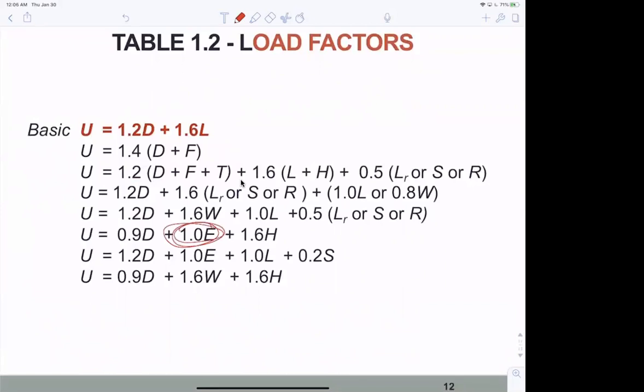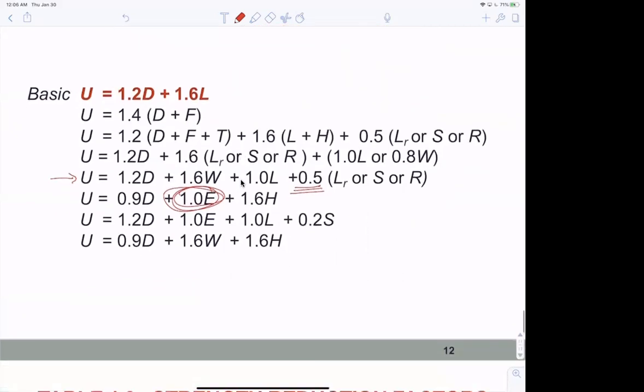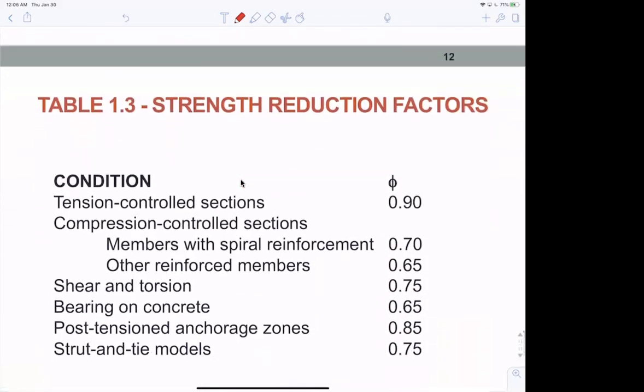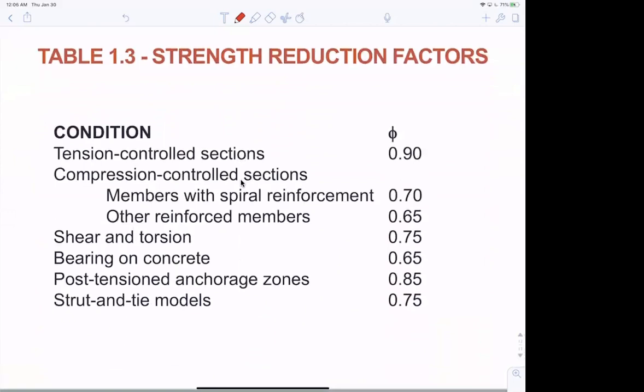Here's another weird one. You reduce the live roof load or the snow load because sometimes they help you. In this case, the wind can cause suction on your roof and lift your roof up. So the snow, live roof, or rain is helping you because it's holding the roof down. So you reduce it in the worst case scenario.